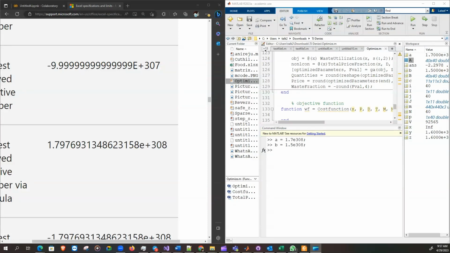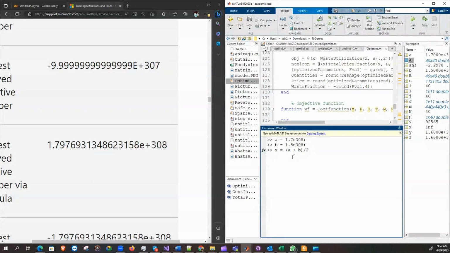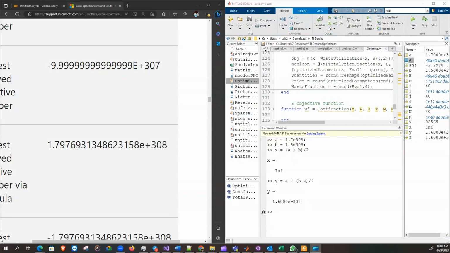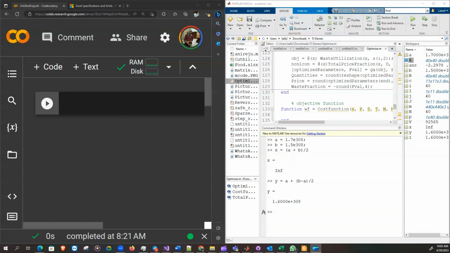308, is not. Then let's compute x equals (a plus b) all over 2 and y equals a plus (b minus a) slash 2. As you can see, the first expression results in infinity, but the second gave the expected value. Part 2, Python via Google Colab.